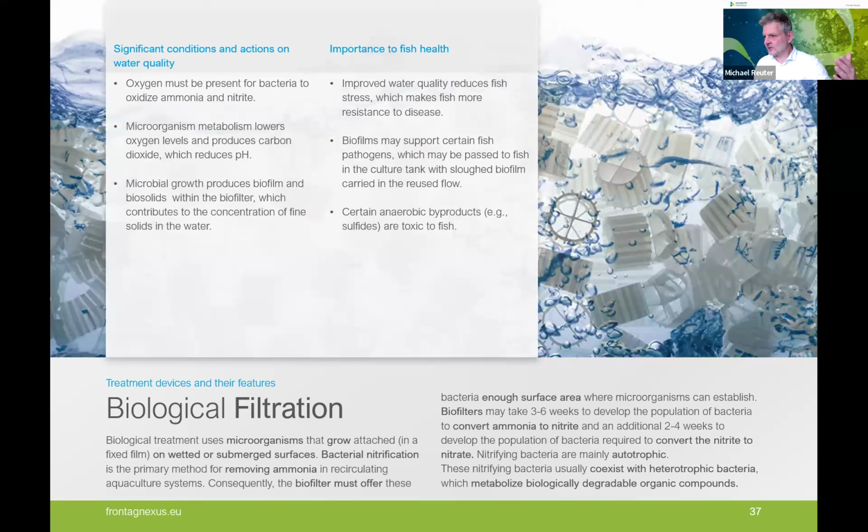Usually, we need to provide enough oxygen for the bacteria to do their work, to oxidize ammonia and nitrite to nitrate. And we have to provide enough surface for the bacteria where they can live on, so that we have enough bacteria in our biological filter to transform all the ammonia into nitrate finally.